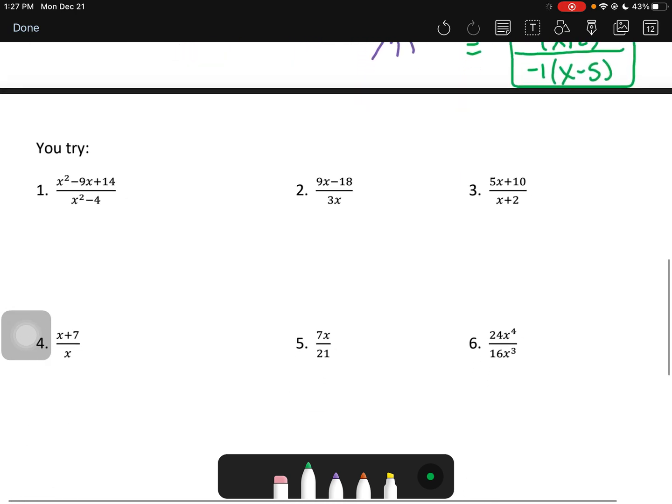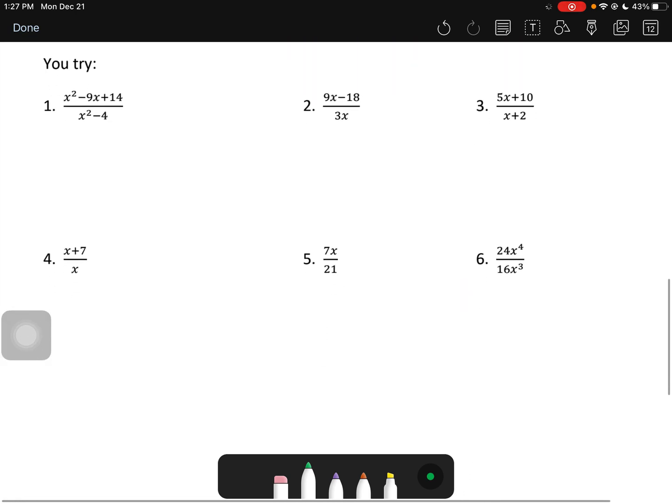Your job is to finish the next 6 problems to show that you factor first and then simplify.